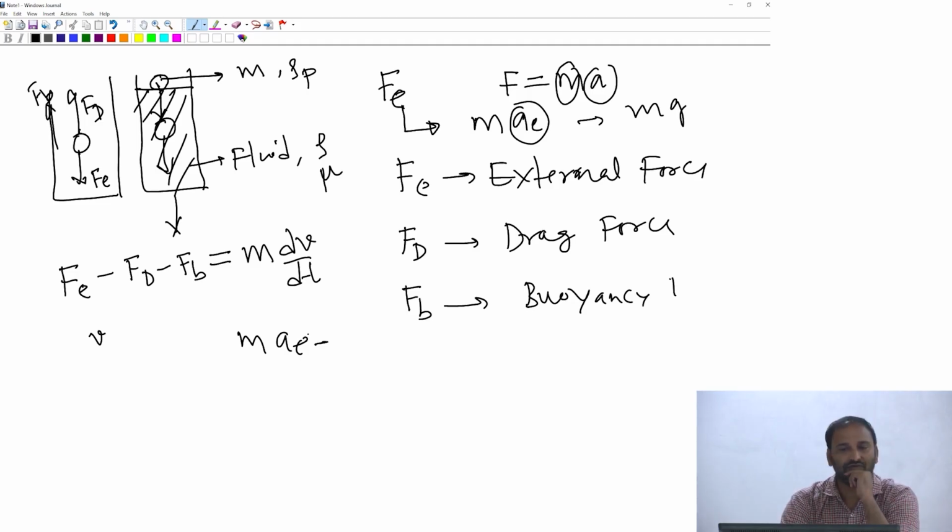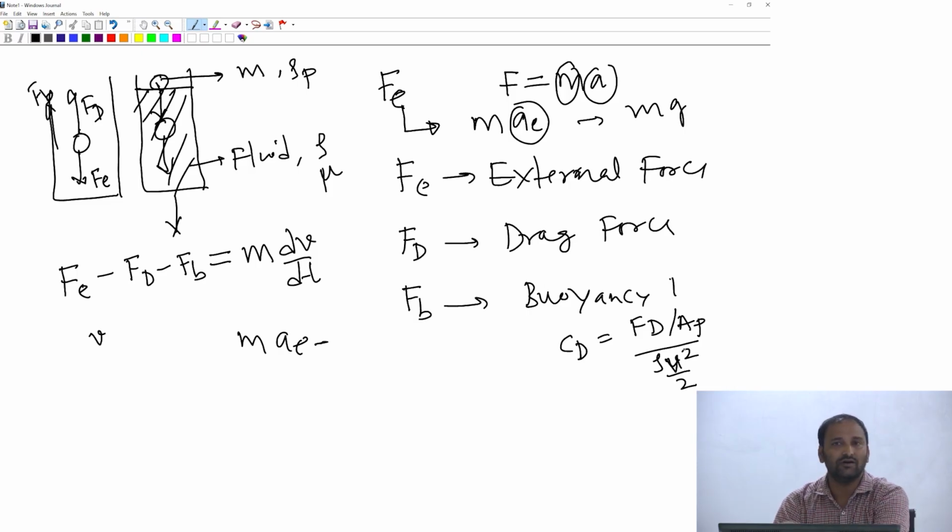How do we get an expression for Fd? We'll go back to the definition of the drag coefficient. We had said that CD is Fd divided by AP times rho v square by 2, because v is the velocity with which the particle is moving. Therefore, I can write Fd as CD times rho v square by 2 times AP. That's your drag force.